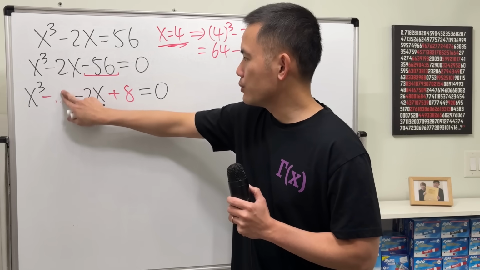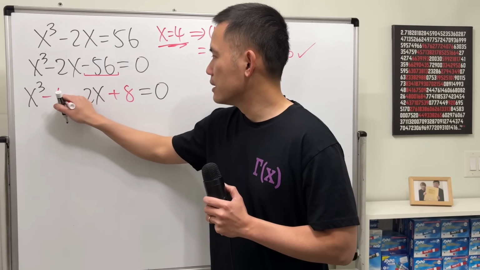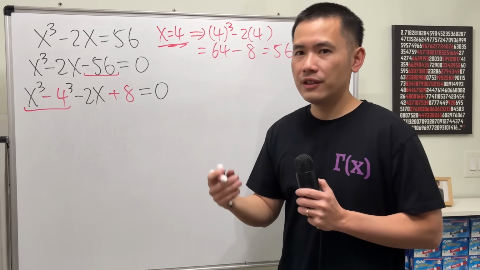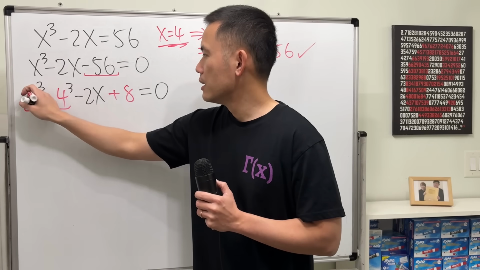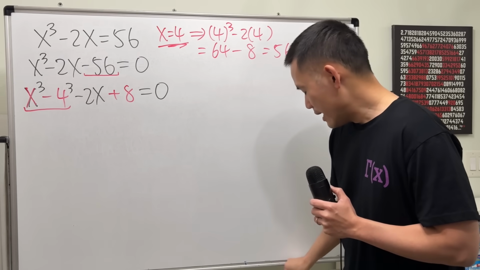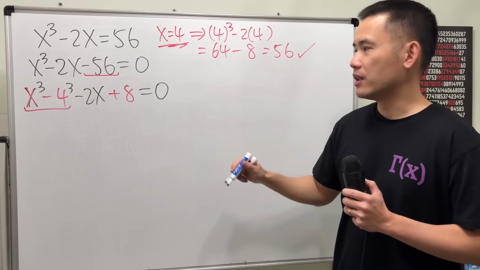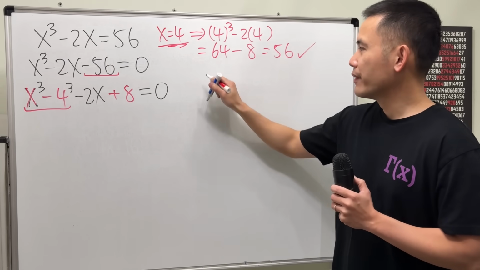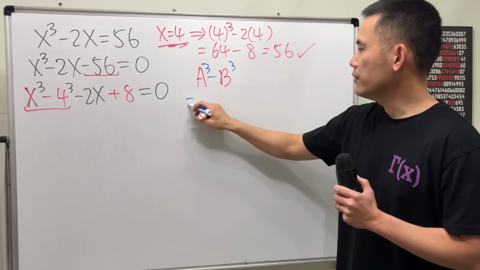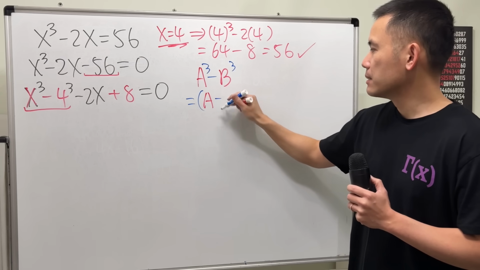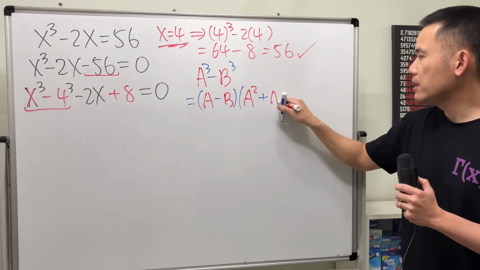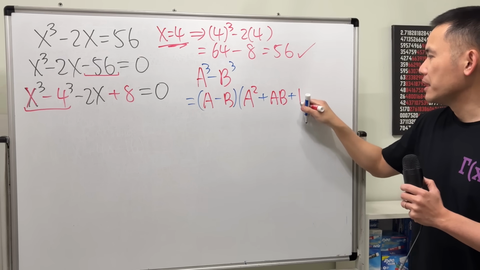So let me rewrite that real quick. Because for the first 2 terms, we can factor it by difference of 2 cubes. X to the third power minus 4 to the third power. Yeah? And let me remind you guys the factoring formula for the difference of 2 cubes. Ready? If we have a to the third power minus b to the third power, this will give us a minus b times a squared plus ab, and then plus b squared.